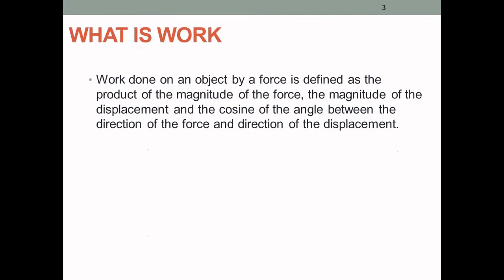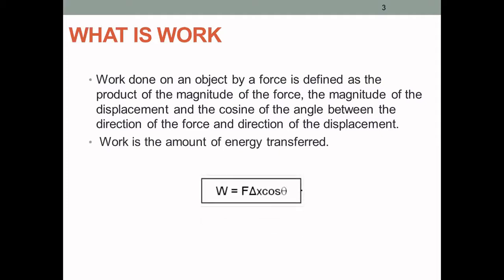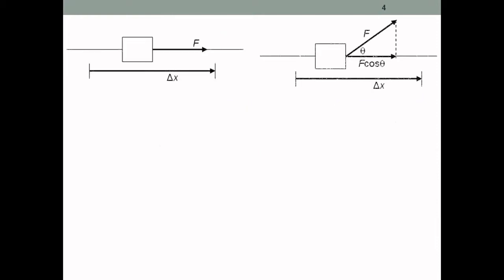What is work? Work done on an object by a force is defined as the product of the magnitude of the force, the magnitude of displacement, and the cosine of the angle between the direction of the force and the direction of the displacement. It is the amount of energy that is transferred. This is the formula that we use mathematically to calculate work, which is W = F Δx cos θ, where F stands for the force, Δx the displacement, and θ is the angle between the force and the displacement.